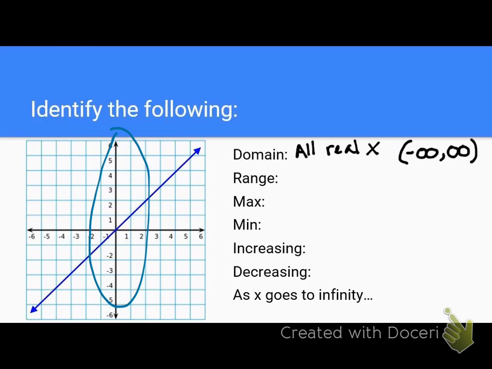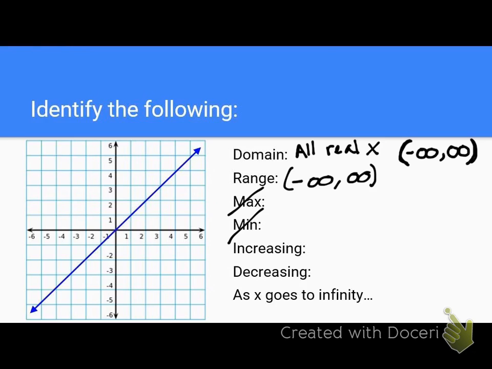Range now is talking about the y values, so I'm looking here, and again, the arrows indicate that I go up forever and down forever. So I will get all possible output values, so I could say that my range is also from negative infinity to infinity. Since I go up forever, I don't have a highest point, right? I could always go bigger, so I don't have a max, and then similarly for the minimum, I go down forever, so I don't have a minimum.